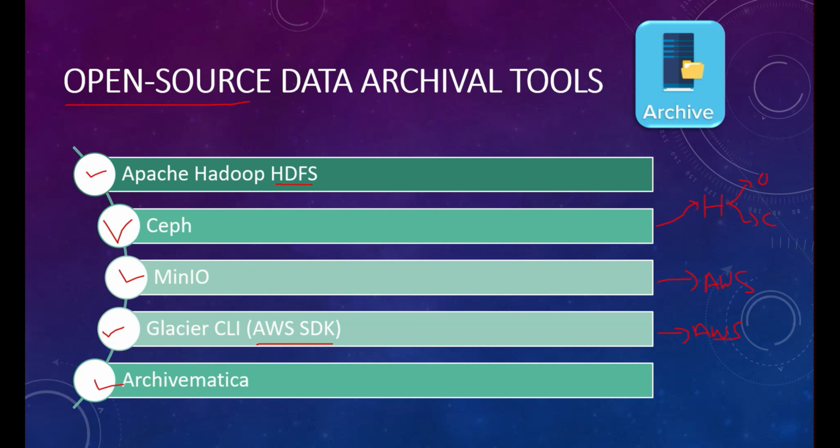So then we have Archivematica. Archivematica is a digital preservation system for long-term archival. You can use it where there is a requirement of, say, 10 or 20 years of data archival, and you want it to be open source and cost-effective. Then you can go for Archivematica.